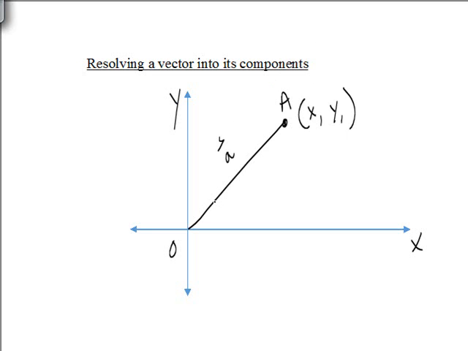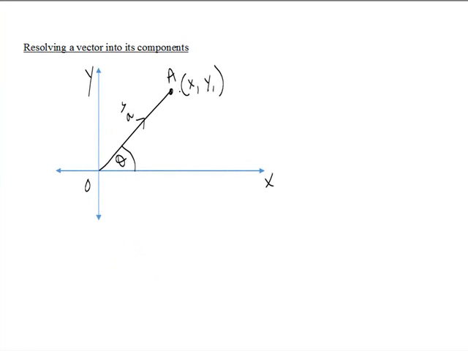And then let's put a little arrow here, sorry. And let's let this angle between the vector and the x-axis be theta. We want to resolve the vector, the position vector OA, into its components in terms of theta. In other words, we want to know what x1 is and what y1 is in terms of theta, right? Now, this is the vector A, right? So the length of the line would be the length of the vector A. Good?